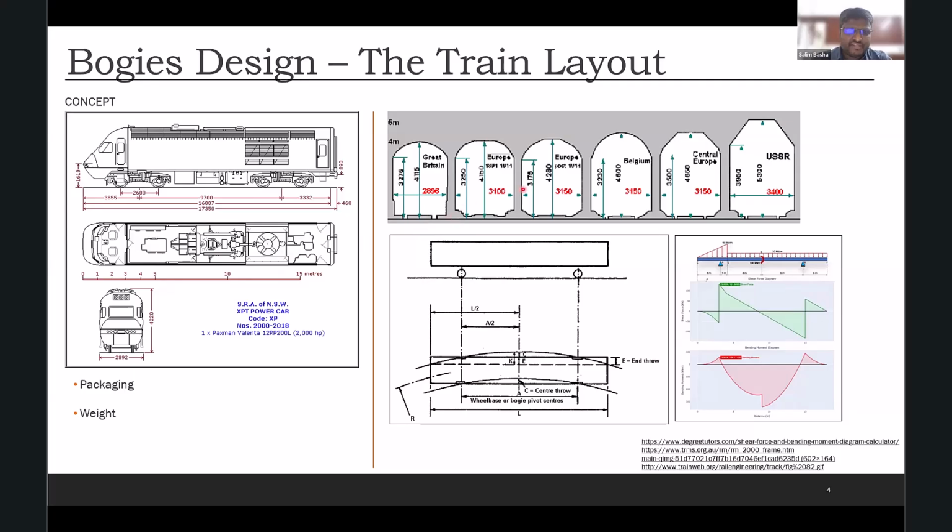When I say the gauge, we have different gauges. I just took an example here. You can see the various constraints we have in terms of gauge. Great Britain is very tight. They call for a very short and almost narrow locomotive. But as you move towards the right, Europe is a little better: Belgium, Central Europe, and USSR. So each country has their own way of defining the gauge limits, and we need to respect that. So keeping this as our inputs, we try to make a quick layout of the locomotive.